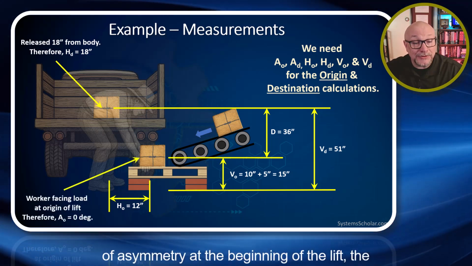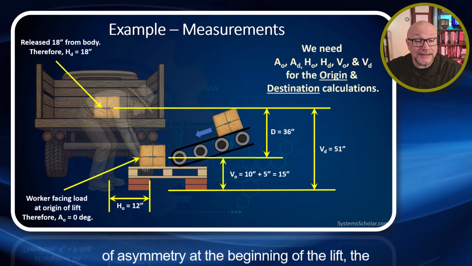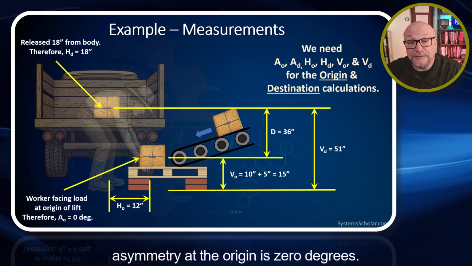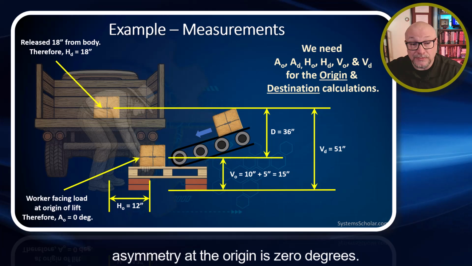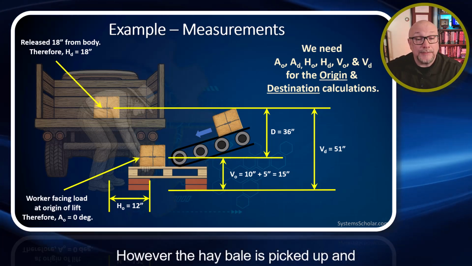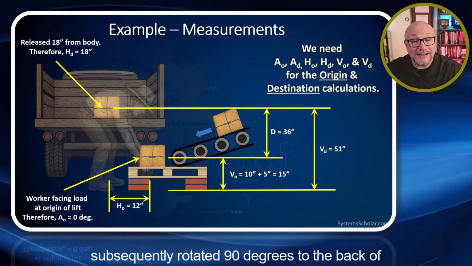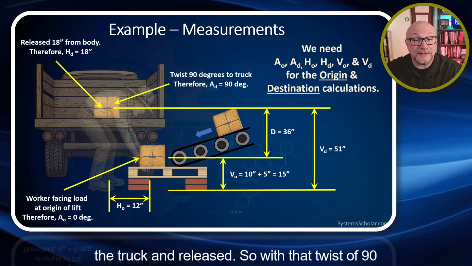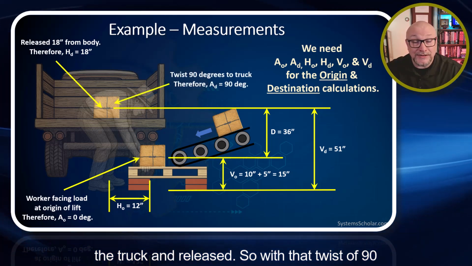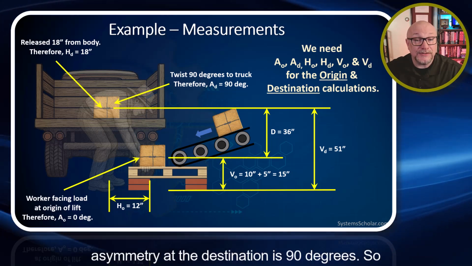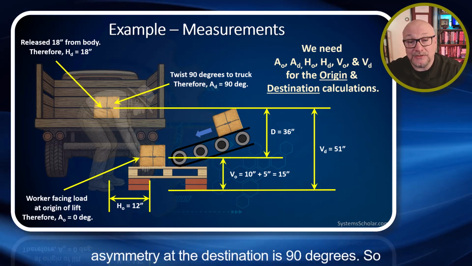Our angle of asymmetry at the beginning of the lift: the farmer is facing the pallet. So our angle of asymmetry at the origin is 0 degrees. However, the hay bale is picked up and subsequently rotated 90 degrees to the back of the truck and released. So with that twist of 90 degrees, A sub D, our angle of asymmetry at the destination, is 90 degrees.